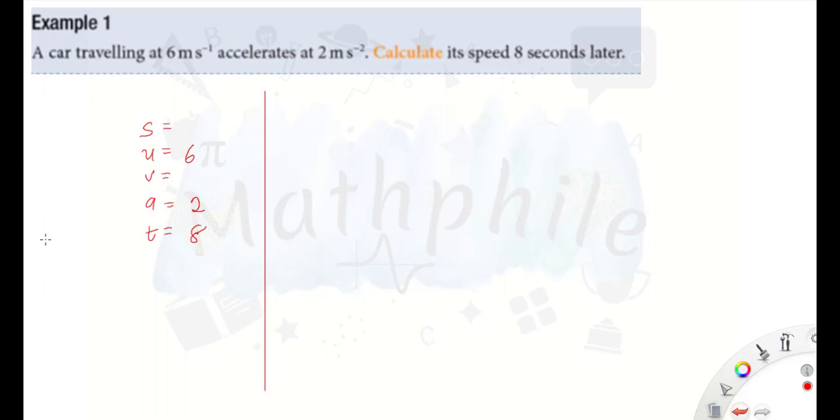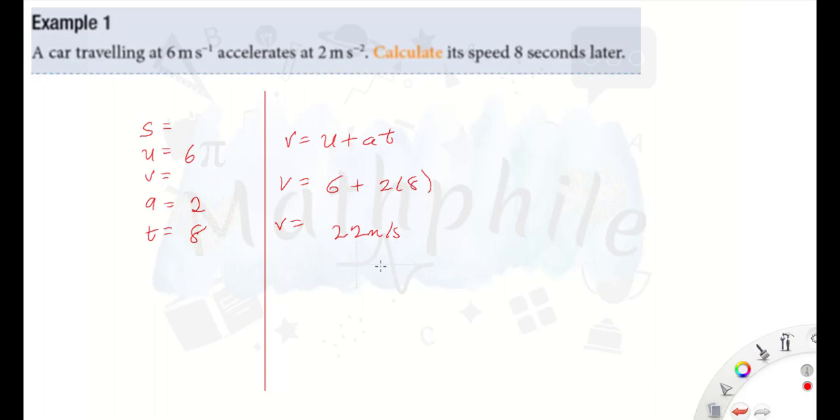I'm actually going to find everything over there. Velocity. So V equals U plus AT. It's part of the SUVAT equations I gave you. In this case, V is equal to U, which is 6, plus A, which is 2, times 8. So do the manipulation for me. 16 plus 6. What will you get? 22. Okay, so that is 22 meters per second.